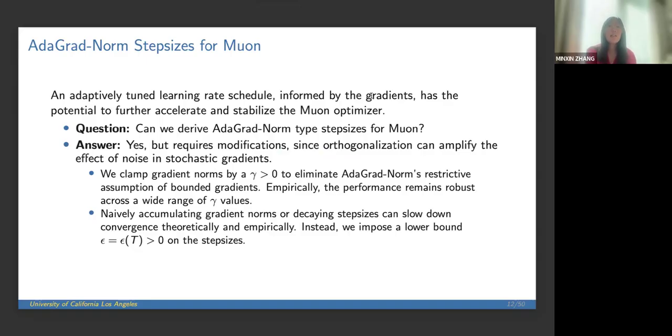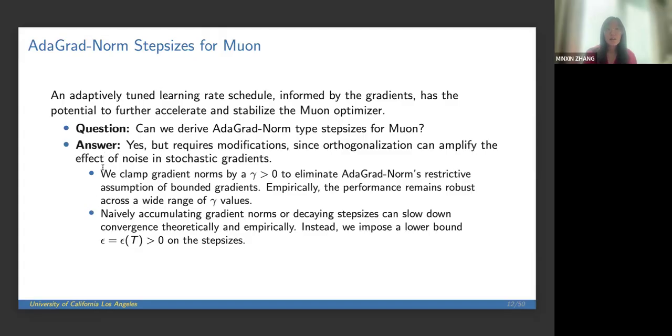So we ask the question, can we derive a type of step sizes like AdaGrad norm for this Muon optimizer? After some theoretical analysis and experiments, we answer that yes, but it requires some modifications, mainly because this orthogonalization, if you think about it, is actually an unbounded operator. It can potentially amplify the effect of noise in stochastic gradients. So we want some modifications for this AdaGrad norm to work for the orthogonalized update.